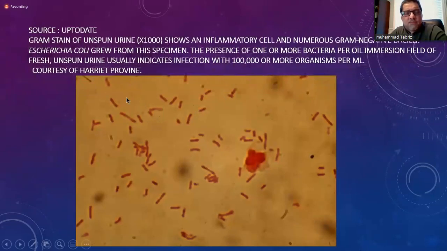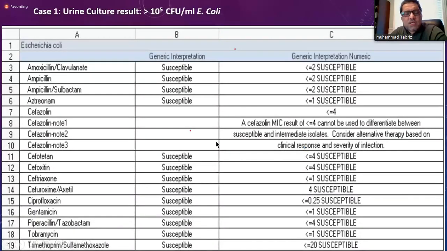The Gram stain, which is not from this patient, I took from UpToDate, shows a gram-negative organism, right? It's a gram-negative rod. The organism that grew in this patient was E. coli. This is the actual culture result. As we predicted, the E. coli came from the community; the patient never took any antibiotics over the years and had no recent hospitalization. In particular, you see this E. coli is even sensitive to ampicillin, right?